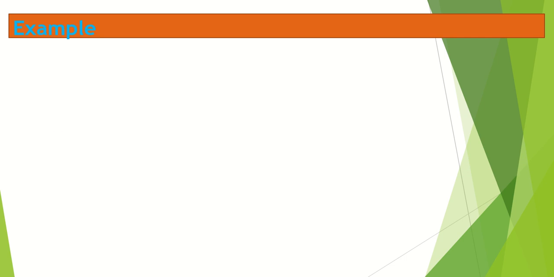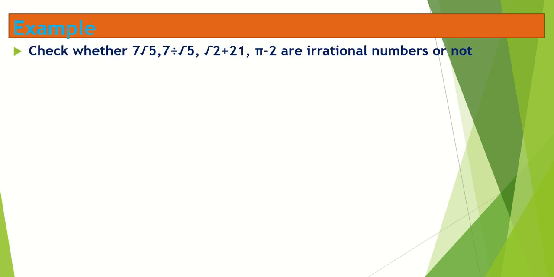Let us solve some problems. Check whether 7 root 5, 7 by root 5, root 2 plus 21, and pi minus 2 are irrational numbers or not. First we'll write the value of root 5, that is 2.236 and so on. The value of root 2 is 1.4142 and so on. The value of pi is 3.1415 and so on.